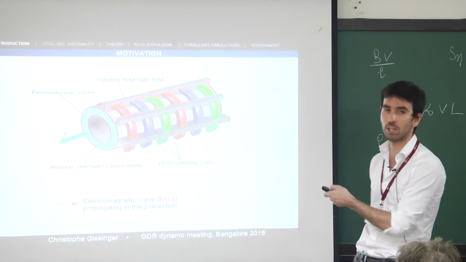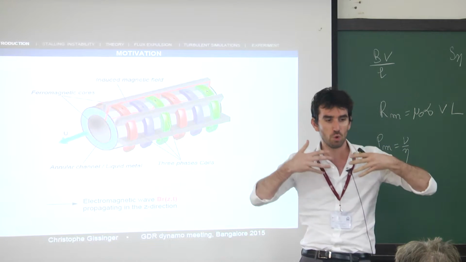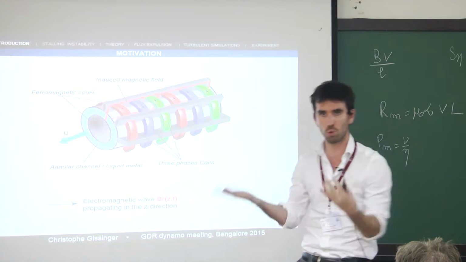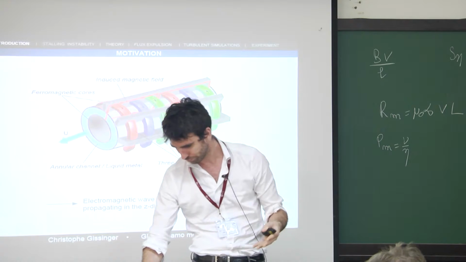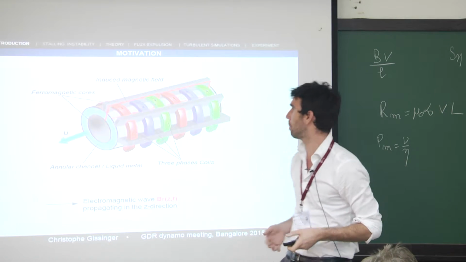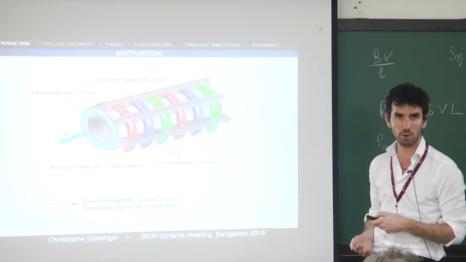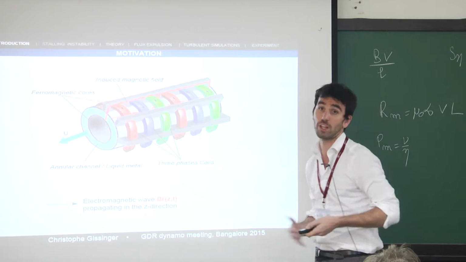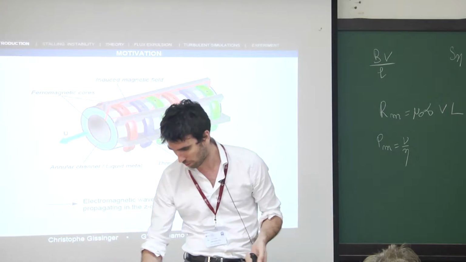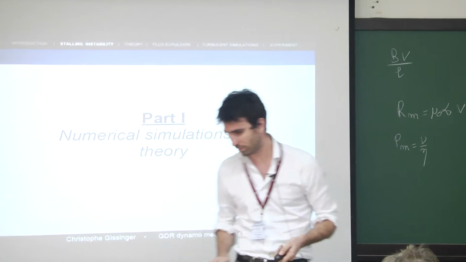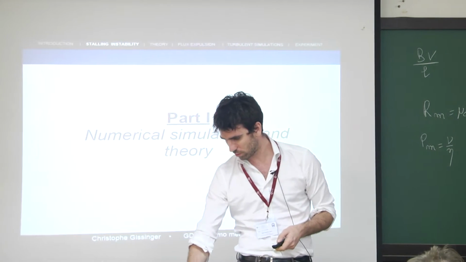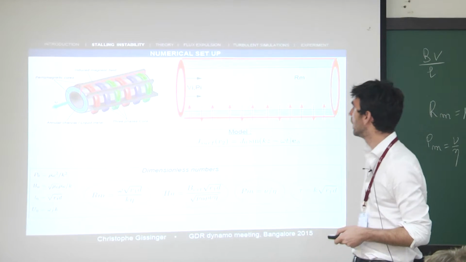Okay, so you have some electromagnetic wave, radial wave, which is propagating in the Z direction, so you have a forcing in this direction. And so the interesting point here is that there is some indication that this system may be unstable if Rm is large enough. So that's a problem for cooling down a nuclear reactor, obviously. Okay, so first I will start with the simulation.